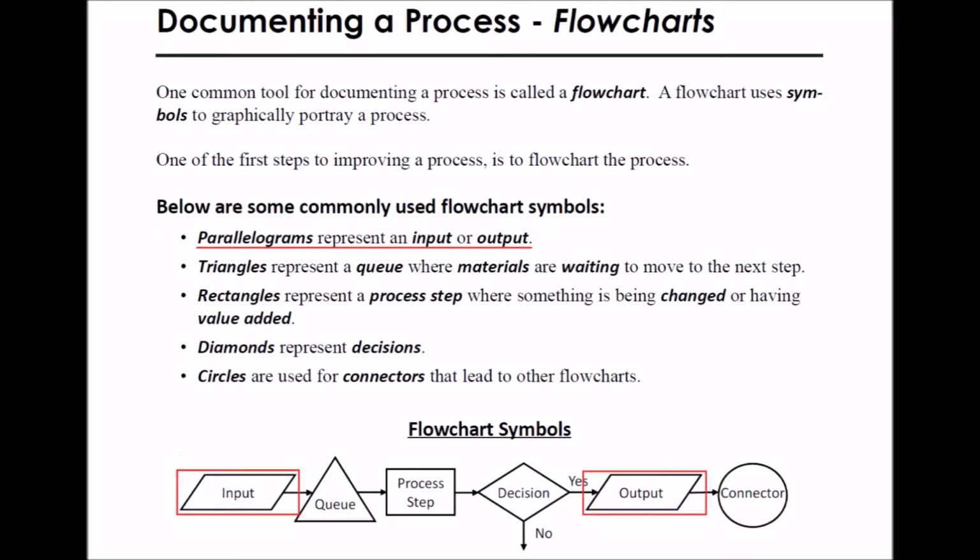Parallelograms represent an input or output. Triangles represent a queue where materials are waiting to move to the next step. Rectangles represent a process step where something is being changed or having value added. Diamonds represent decisions, and circles are used for connectors that lead to other flowcharts.